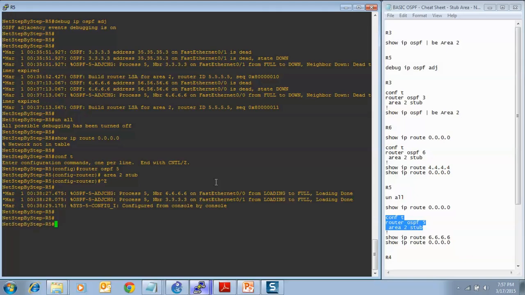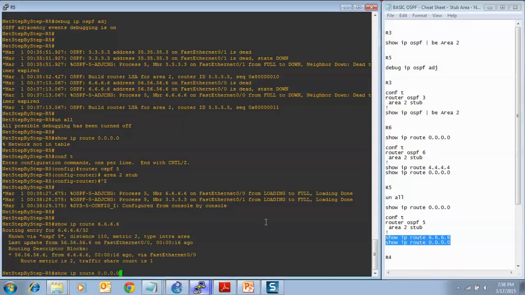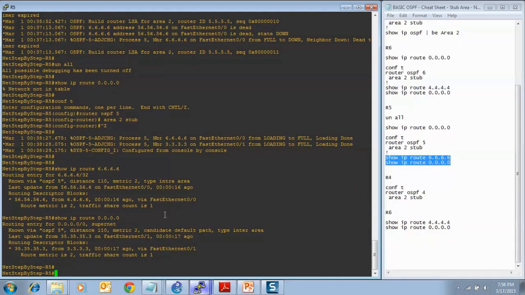I will check again IP default route utilizing show command show IP route 0.0.0.0 and route for network 6.6.6.6 with the show IP route 6.6.6.6. From the output, I see that there is a route to network 6.6.6.6 through interface fast Ethernet 00 and a default route known via OSPF through interface fast Ethernet 01.